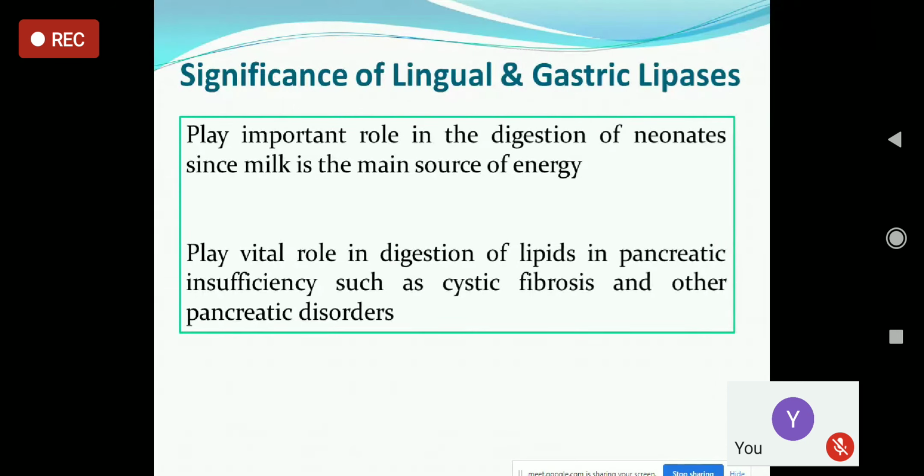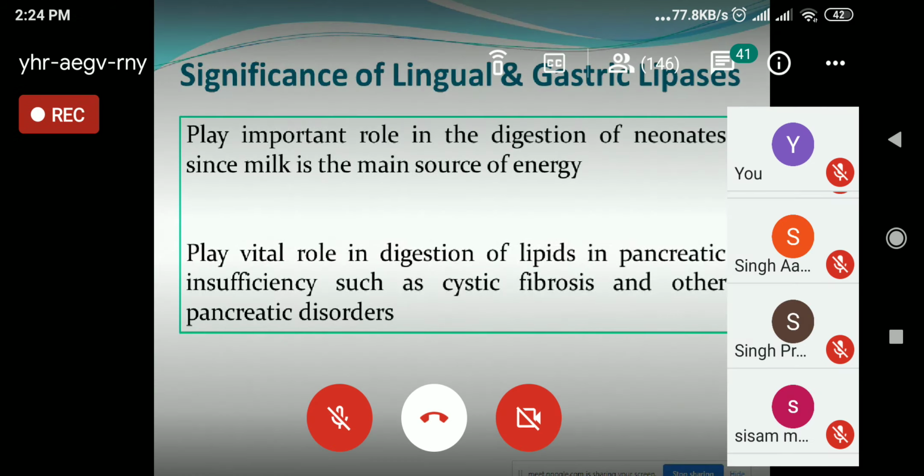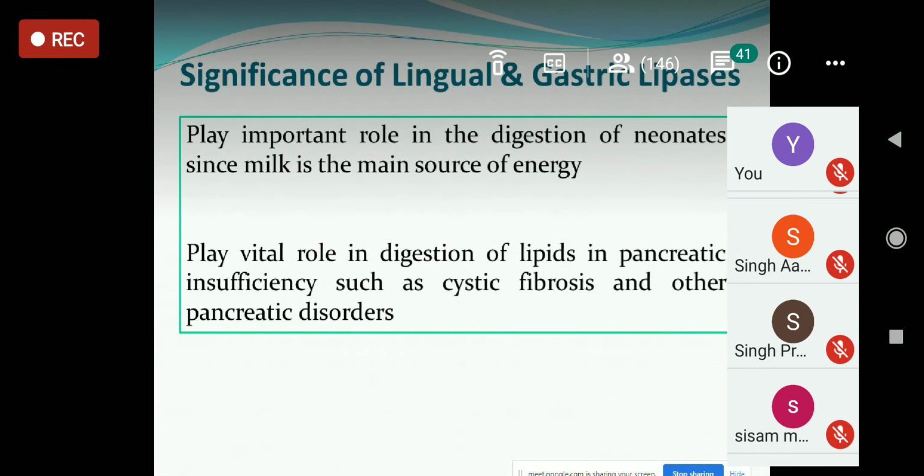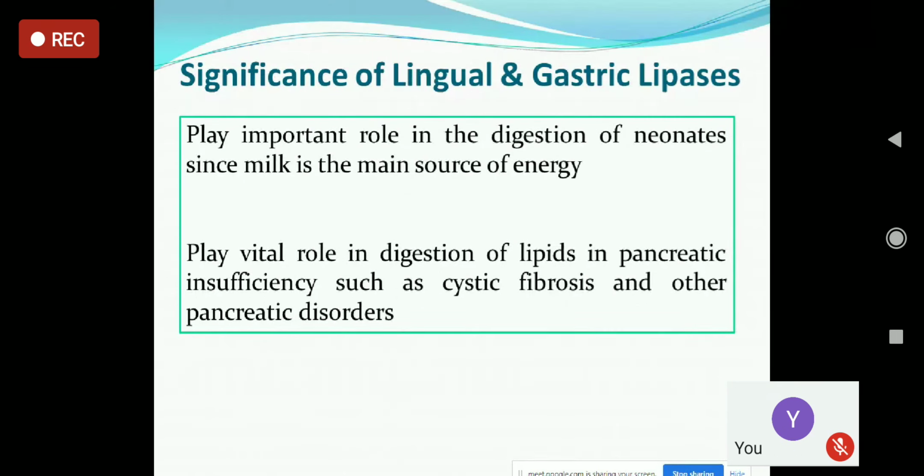These also play a vital role in digestion of lipids in pancreatic insufficiency such as cystic fibrosis and other pancreatic disorders. The main enzymes that help in the digestion of lipids are present in the pancreatic secretion. But if the pancreas is defective, if there is some disease like cystic fibrosis going on, if the pancreas is not making all those enzymes, then even the work of these lingual and gastric lipases will be appreciated because some amount of digestion is going on and the diet is likely modified. So this is the digestion of lipids in the mouth and stomach by lingual and gastric lipase.